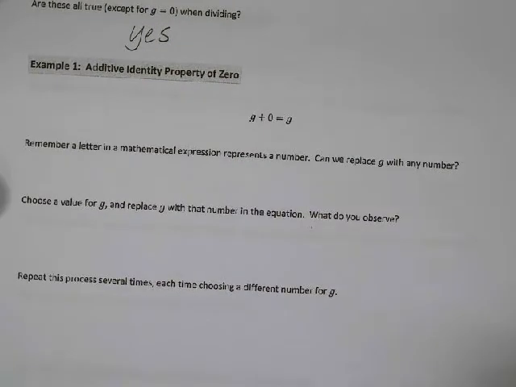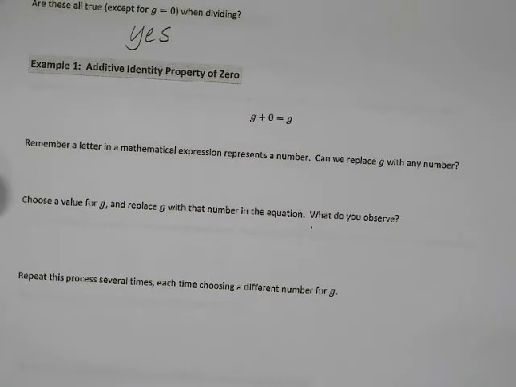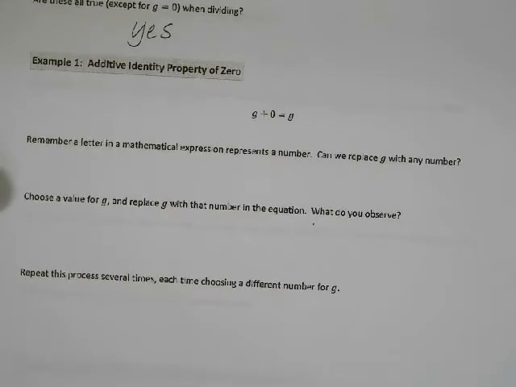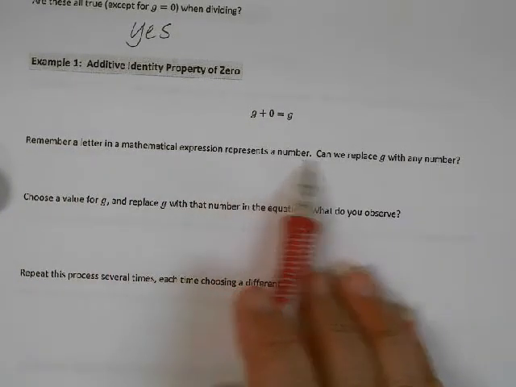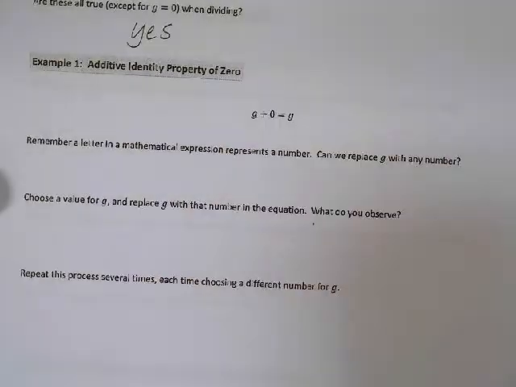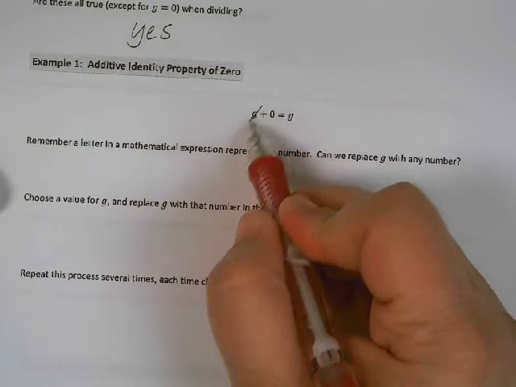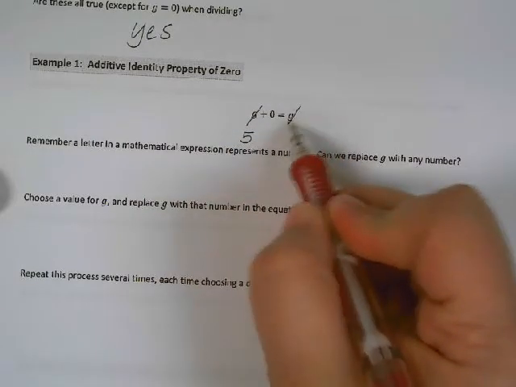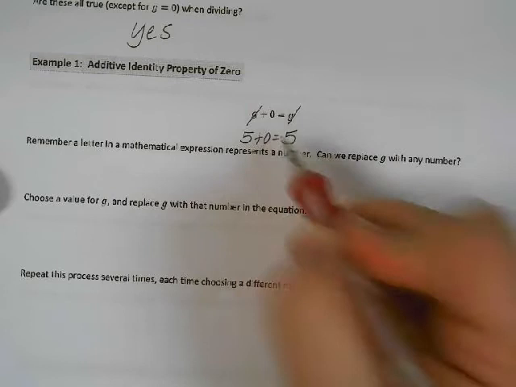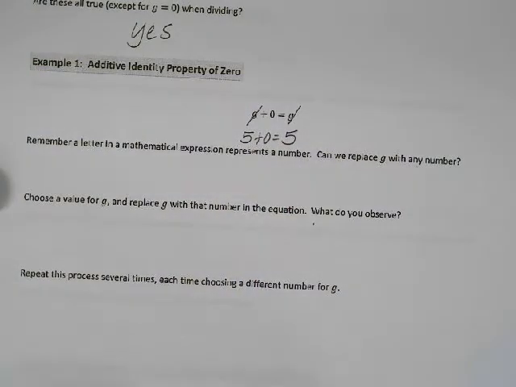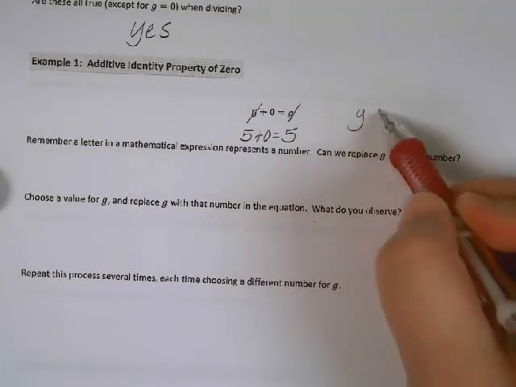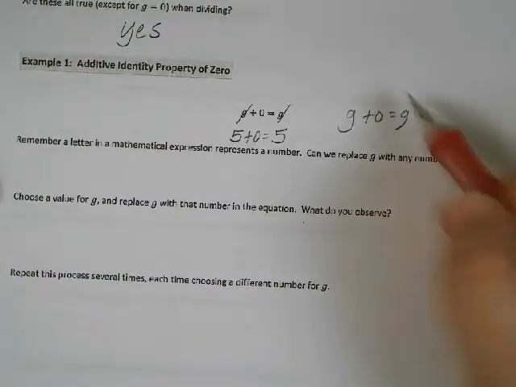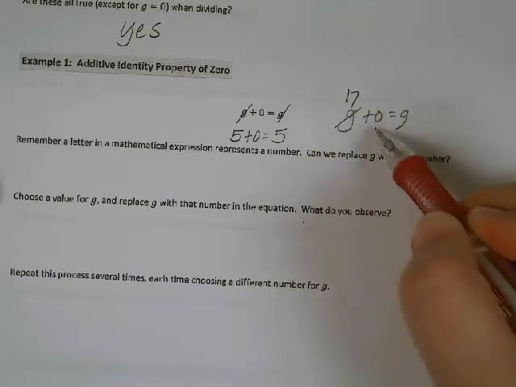Okay, so for this first example, we're going to do a little bit of practice with the additive identity. It says, remember, a letter in a mathematical expression represents a number. Can we replace G with any number? So let's see. If I replace G with the number 5, so if I cross out G and change it to 5 in both places, is that true? Yes. What if I have G plus 0 equals G, and I change this G to 17?